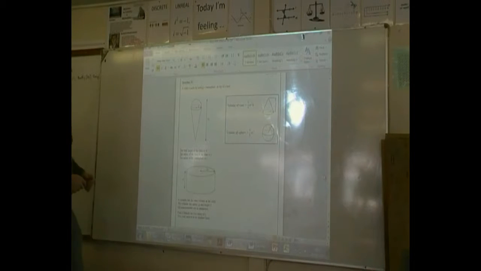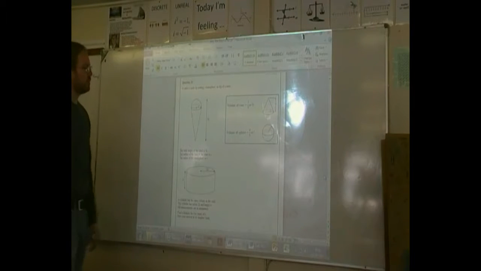Question 20. A solid is made by putting a hemisphere on top of a cone, a hemisphere being half of a sphere. The total height of the solid is 5x, the radius of the base of the cone is x, and the radius of the hemisphere is x. A cylinder has the same volume as the solid. The cylinder has a radius of 2x and a height of h. All measurements are in centimetres. Find a formula for h in terms of x, giving your answer in its simplest form.